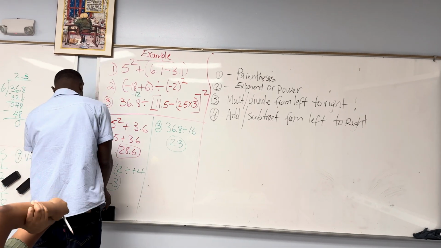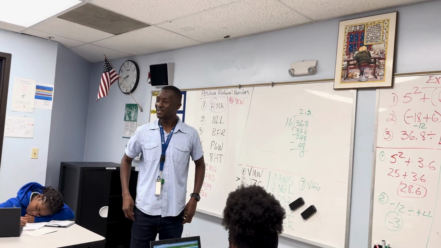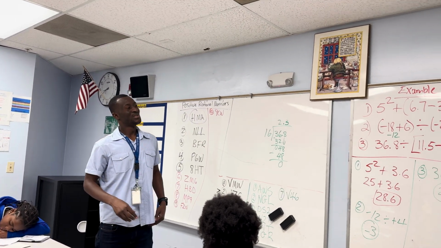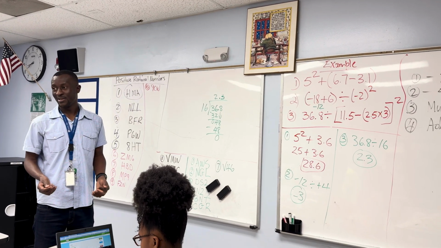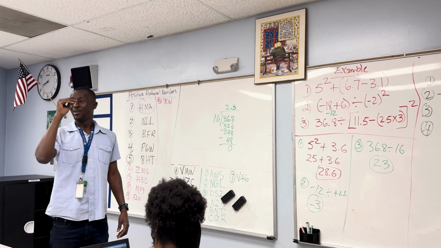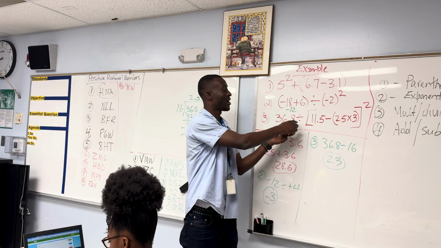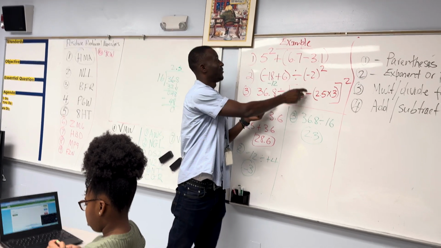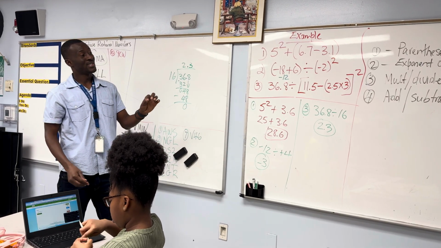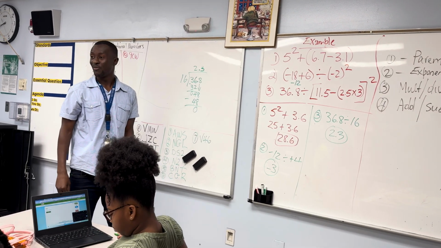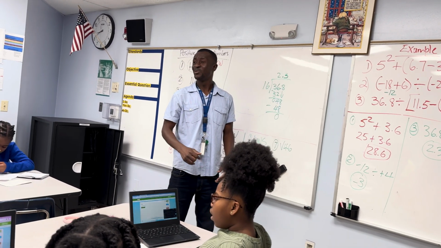So again, the order of operations is a set of rules used to find the value of any expression that has more than one operation. This has more than one operation. There's one operation here, there's another one. So the order of operations is a set of rules used to find the value of an expression that has more than one operation. I think it should be easy for you guys.